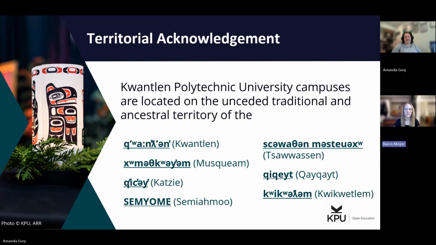Before we begin, we want to mention that KPU's 5 campuses are located on the unceded and ancestral lands of the Kwantlen who bestowed their name on our university, the Musqueam, Katsi, Semiahmoo, Tawasan, Kikite, and Coquitlam peoples. These nations have lived on and cared for the lands we work on since time immemorial. However, for long periods of time, and for some nations in BC still today, First Nations people have been removed from their traditional and ancestral lands.